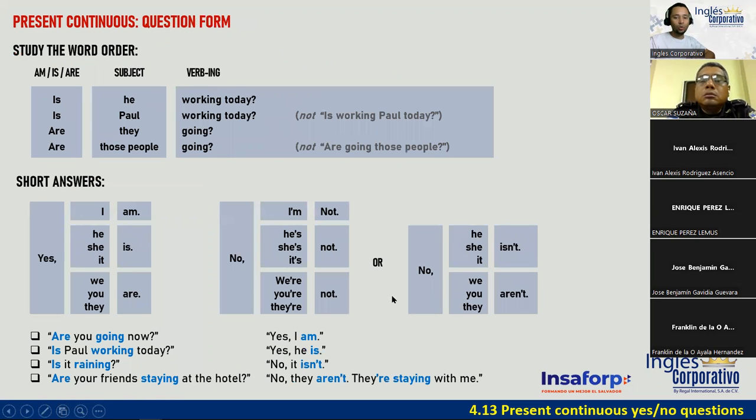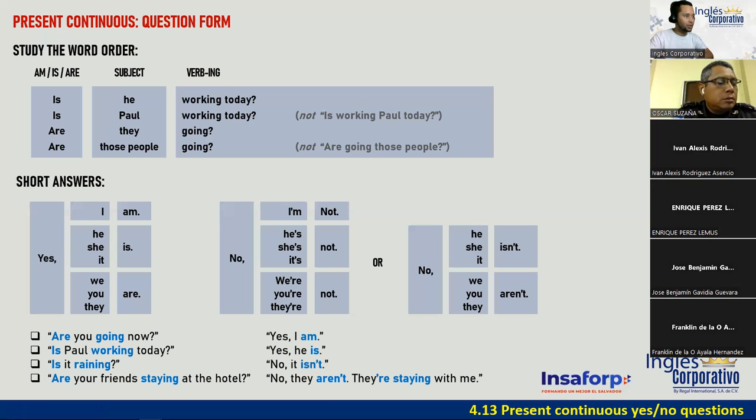So what is the word order? Let's take a look. This is the word order. You have to use am, is, or are, then the subject, and then the verb in ing. Okay? ¿Qué decimos acá? Is he working today? Oh, is Paul working today?